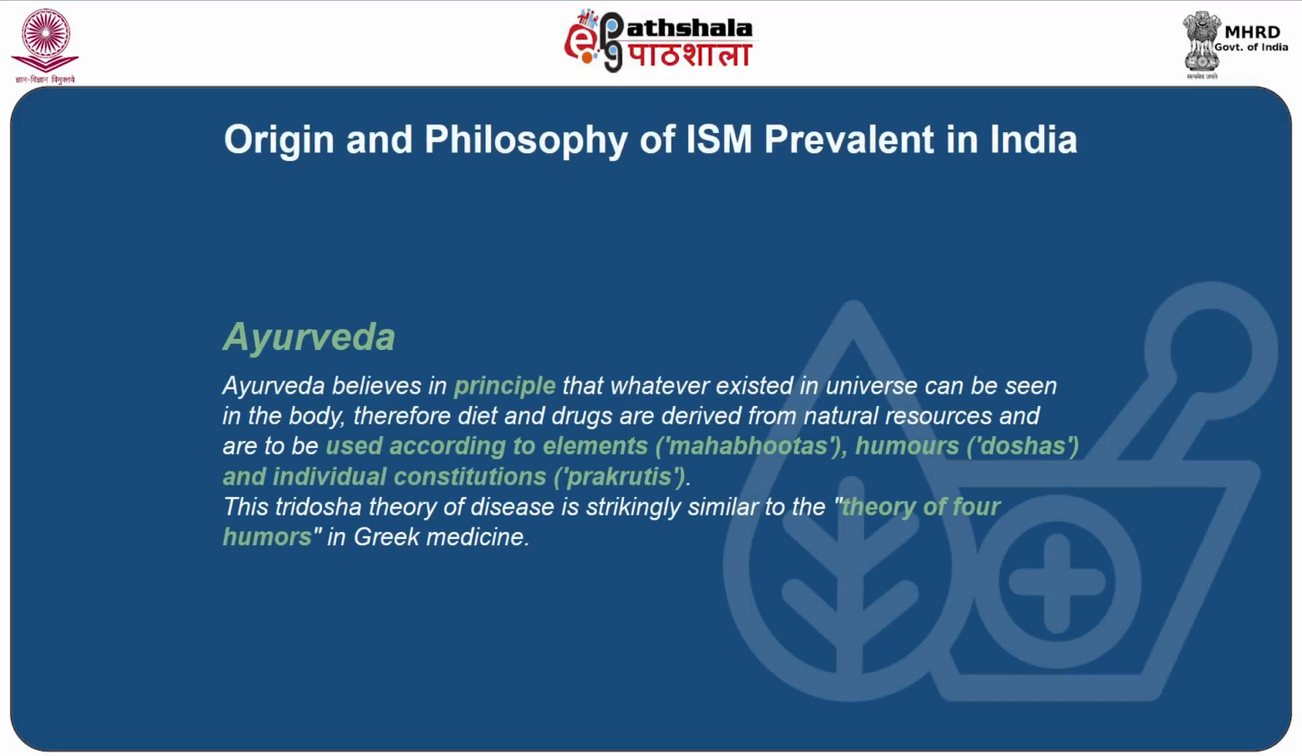Ayurveda believes in the principle that whatever existed in the universe can be seen within the body. Therefore, diet and drugs are derived from the natural resources and are to be used according to elements, that is the Mahabhutas, humors or the doshas, and the individual's constitution, that is the individual's prakriti. This Tridosha theory of disease is strikingly similar to the theory of four humors in the Greek medicine.